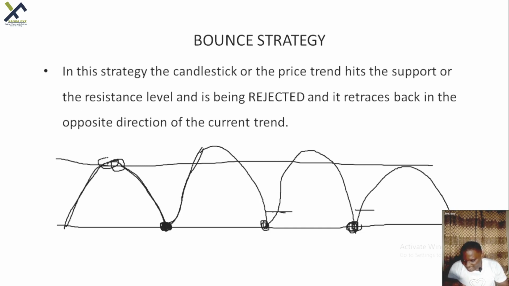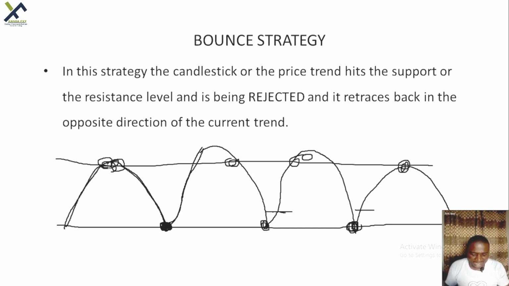It bounces here, is rejected here. It bounces here, rejected here, rejected here. Are you there? Once it hits the support or the resistance line and it's rejected, it retraces back in the opposite direction.